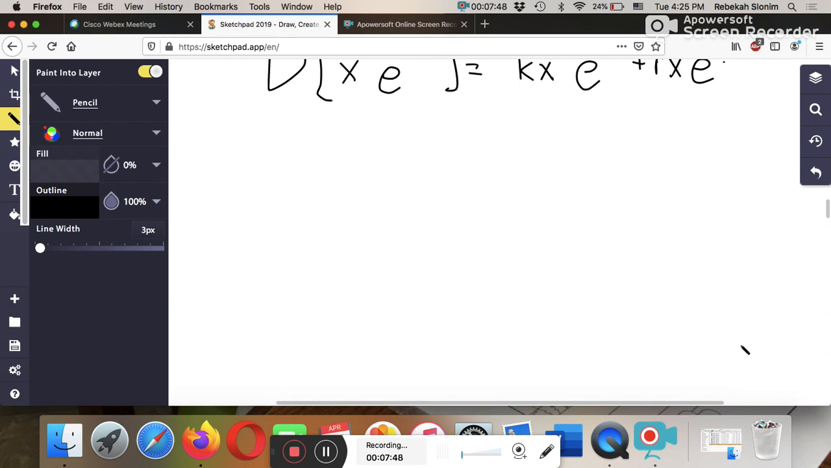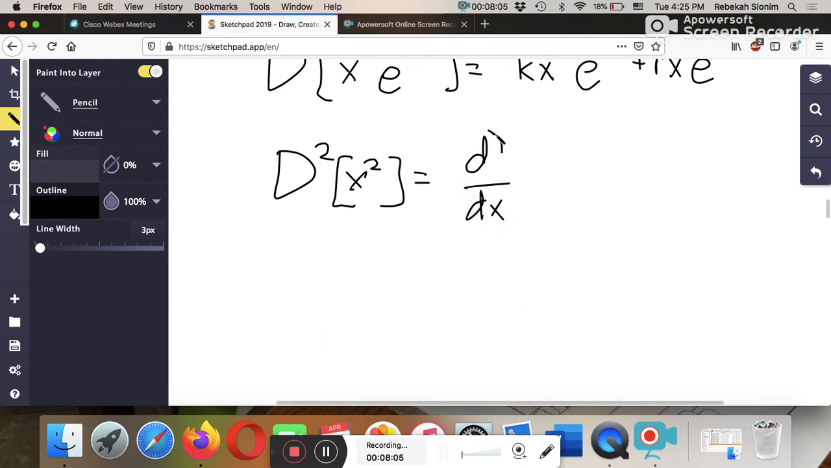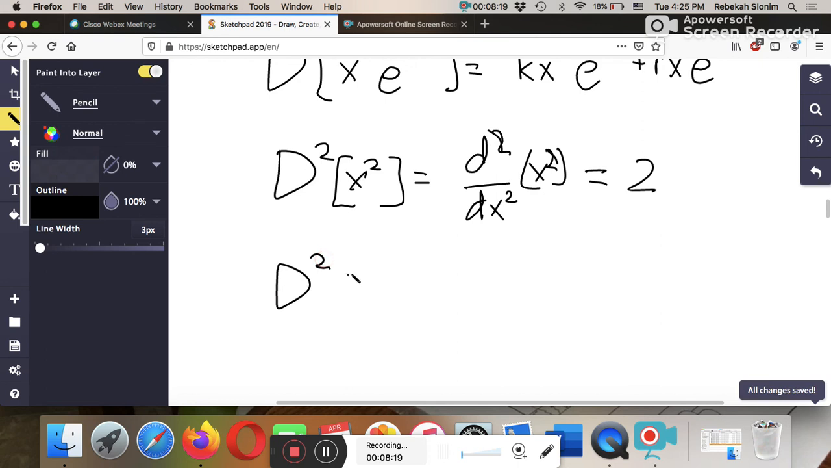Now I want to talk about a couple more. So what does D squared mean? Well, D squared means I'm going to differentiate twice. So D squared of x squared means the second derivative with respect to x of x squared, and that would just be 2. Okay, D squared of sine of x is negative sine of x.